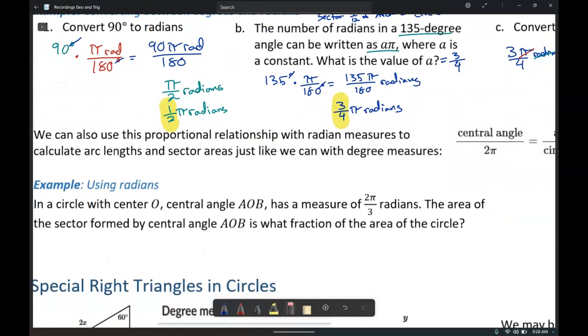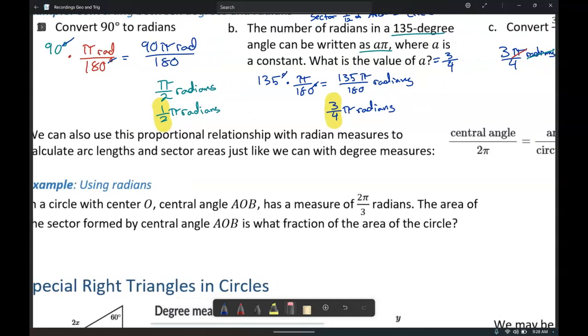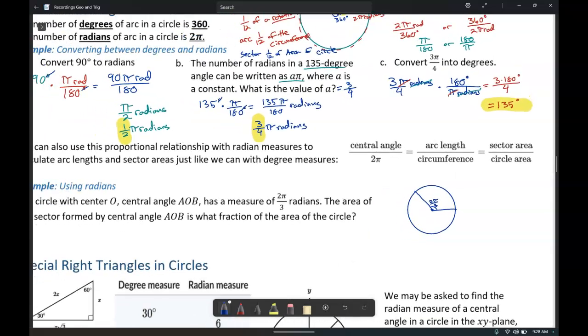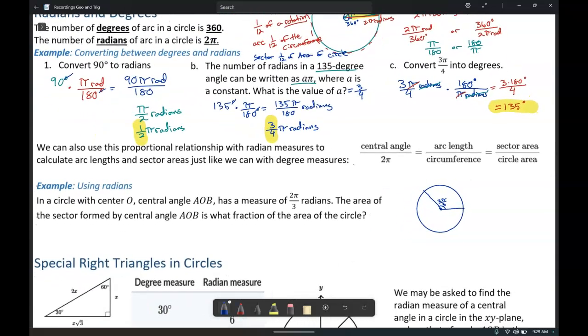So here we're given a circle with a center at O and a central angle AOB that has a measure of 2 pi over 3 radians. Let's go ahead and visualize that circle real quick. So we have an angle of 2 pi over 3. So this angle is 2 pi over 3. The area of the sector that is formed by this angle is what fraction of the area of the circle? So we just want to figure out how much of the rotation compares to a full rotation, which tells us the amount of the sector area related to the full circle area.